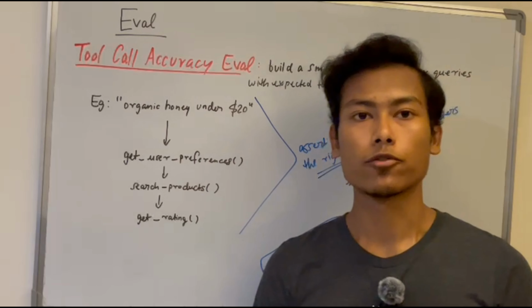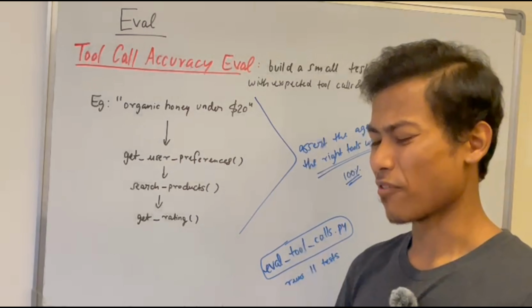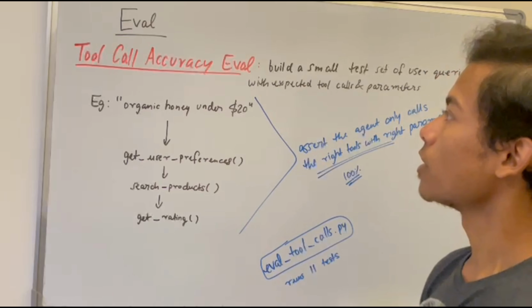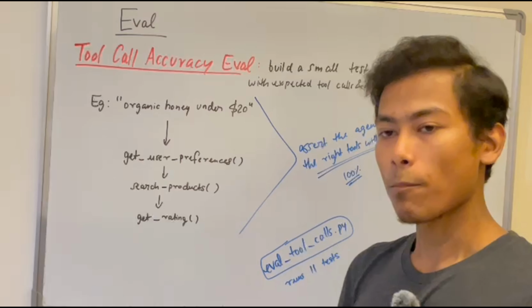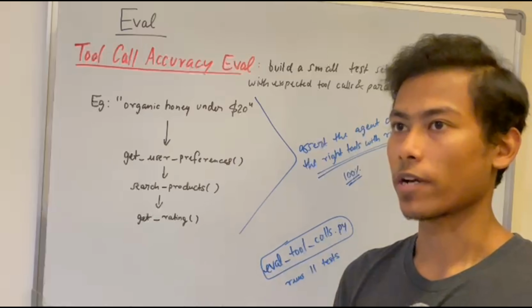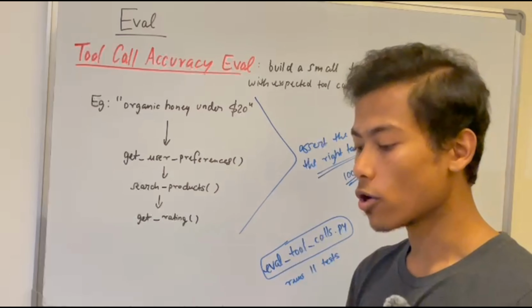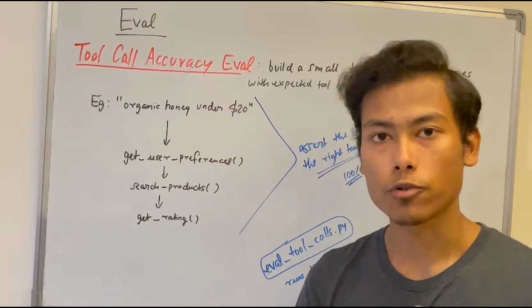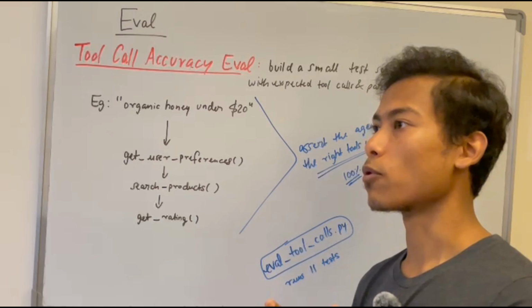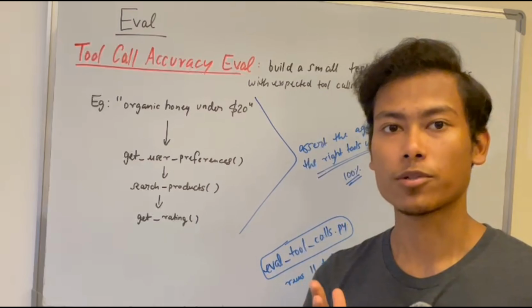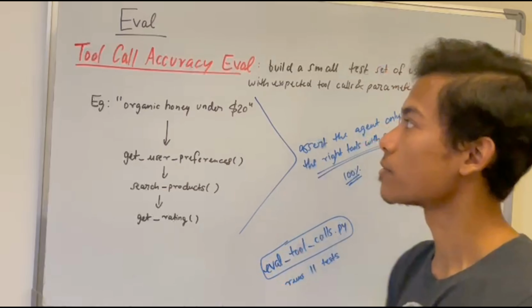So I'm jumping into the final part, that is the eval. Eval means, let's say, evaluation. I will focus on tool calling accuracy eval. My model is working perfectly, but it's always a good step to test it, right? Every product you need to test before distributing it to the real users.